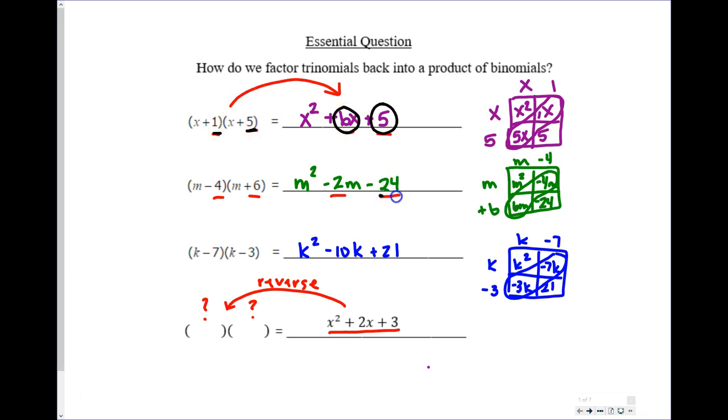Yep. How about negative 24? Is 6 times negative 4 negative 24? Yes. Is 6 plus negative 4 negative 2? Yep. So that's the relationship we're looking for.